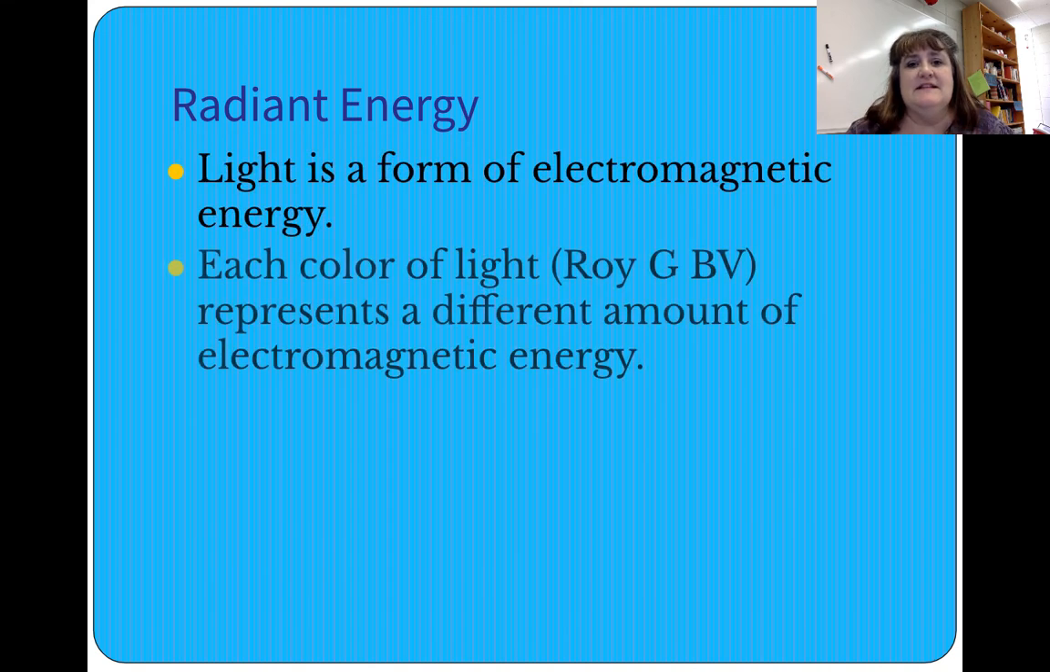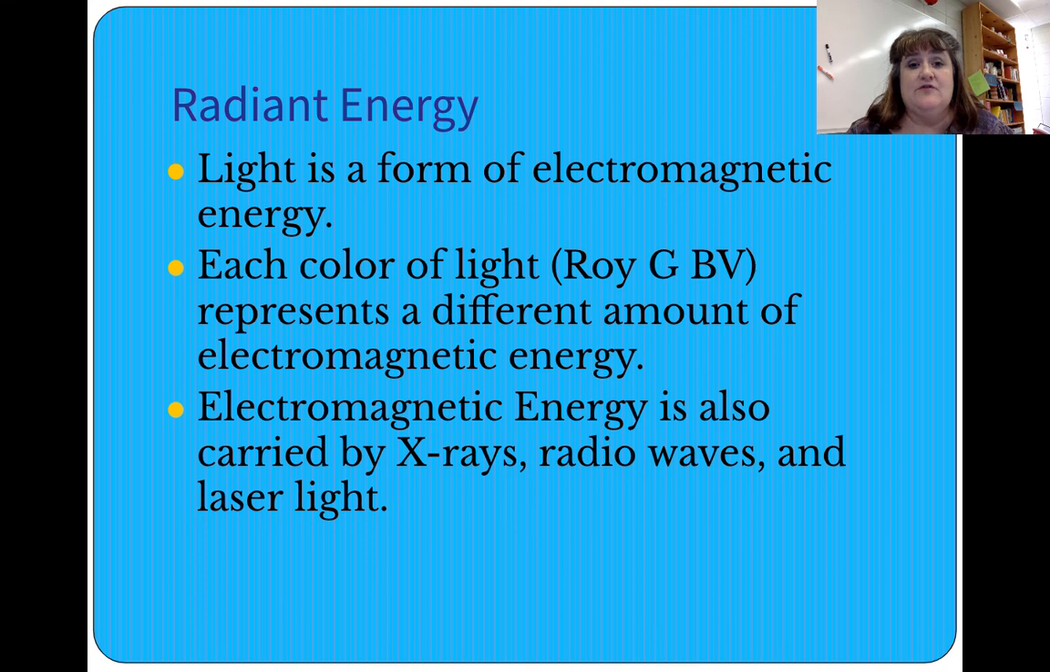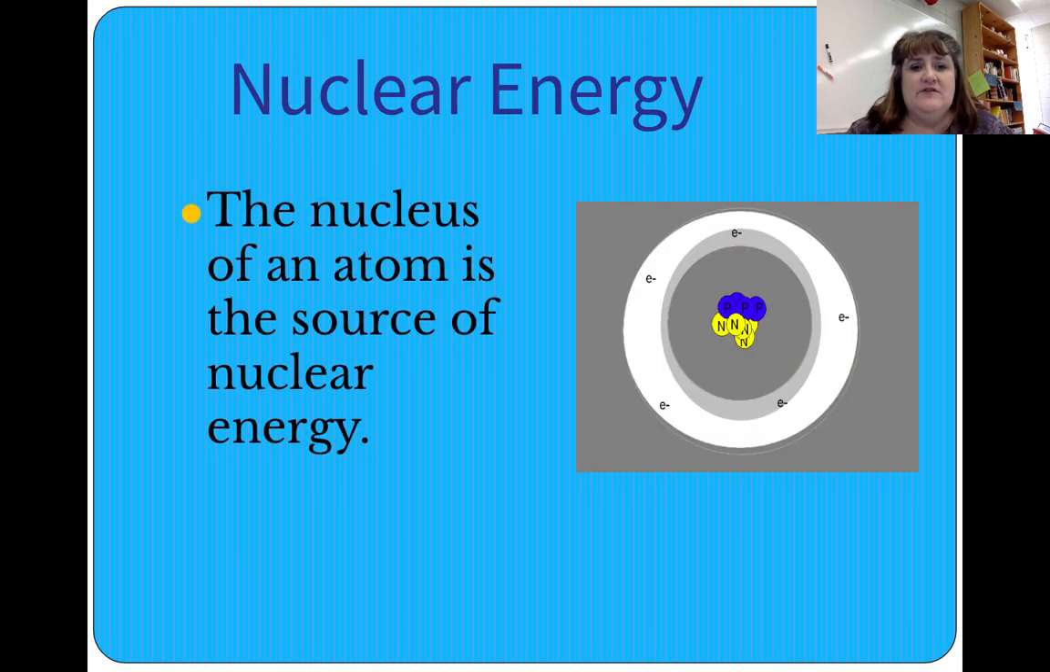Radiant energy is light or electromagnetic energy, and every color of the rainbow represents a different amount of light or electromagnetic energy. Electromagnetic energy also is carried by X-rays and radio waves and lasers, and we will actually talk about those second semester. Nuclear energy comes from the atom itself.